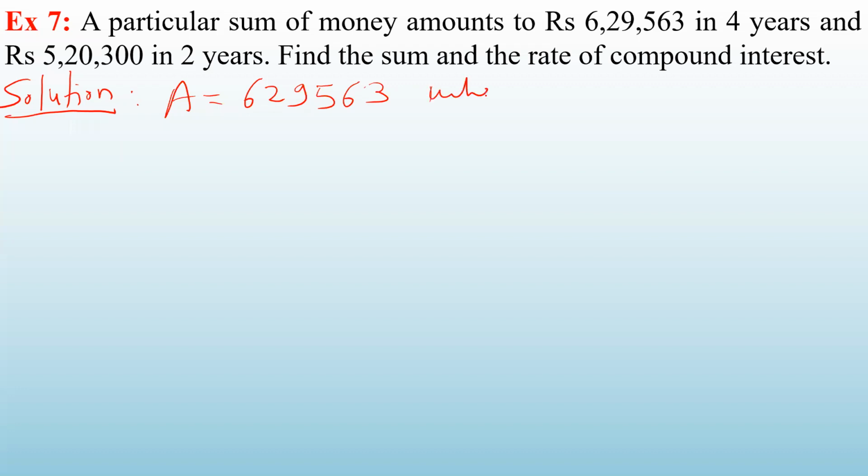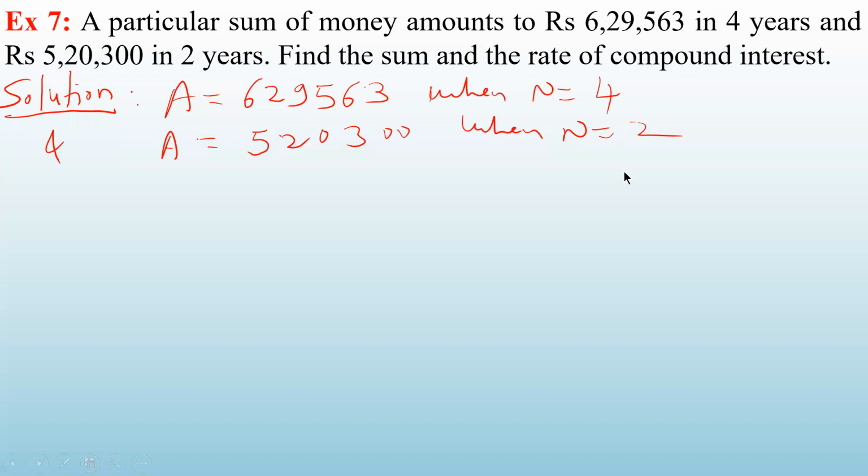when n is 4. And amount A is 5,20,300 when n is 2. So these two amounts are given to you. That amount is this much in 4 years and amount is this much in 2 years. And you have to find out what?